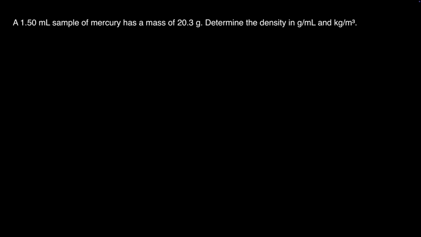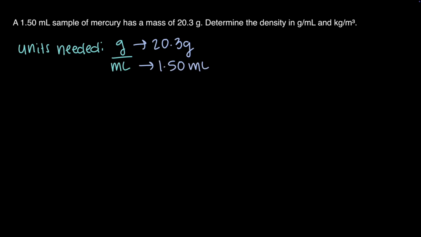A 1.50 milliliter sample of mercury has a mass of 20.3 grams. Determine the density in grams per milliliter and kilograms per meter cubed. This problem will be more like a puzzle as well. They are asking for grams per milliliter, and we are given grams and milliliters so we can divide them with grams on the top and milliliters on the bottom to create the new derived unit grams per milliliter. 20.3 grams divided by 1.50 milliliters will be 13.5 grams per milliliter.